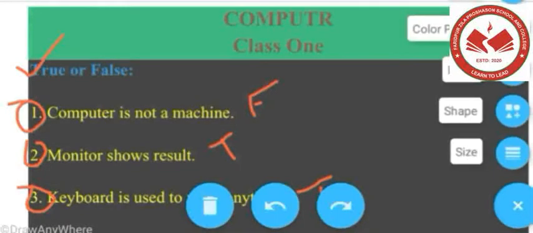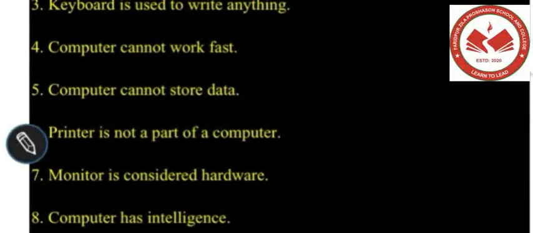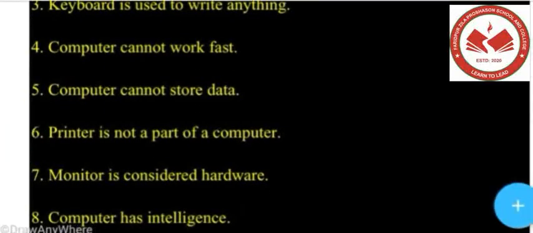Now let's try to read another question. Question number 4. In question number 4, we can read computer cannot work fast. This is a false statement, so we can write here F, because we know that computer can work faster than man because computer is a machine and it can calculate anything within seconds.